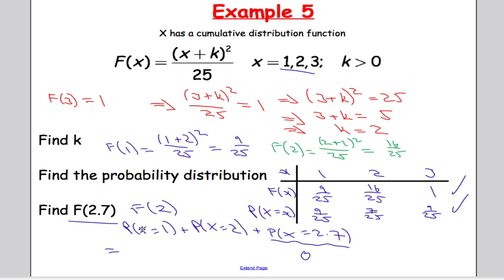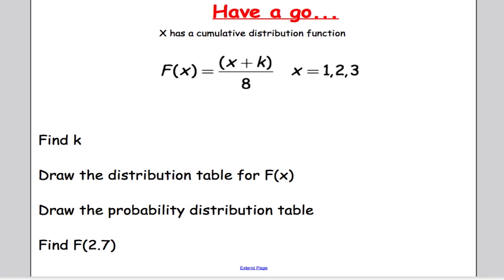And f of 2, there's two ways we can get it. We can clearly see it's 16 over 25, but if I want to use it this way, it's going to be 9 over 25 plus 7 over 25, which is 16 over 25. Okay, that's the example done, and the last example of this video. Time for you to have a go now, so pause the video, find k, draw the distribution table for f of x, draw the probability distribution table, and then find f of 2.7.